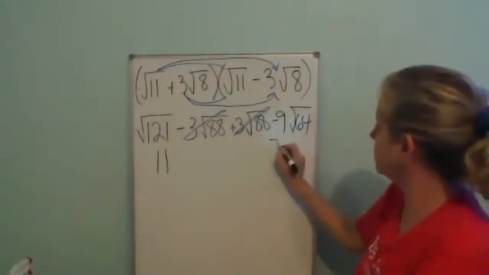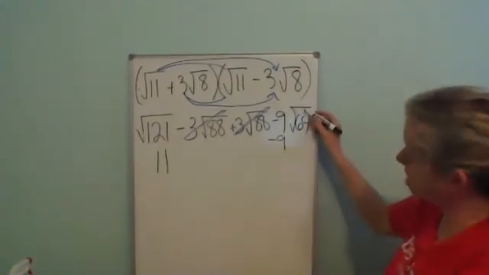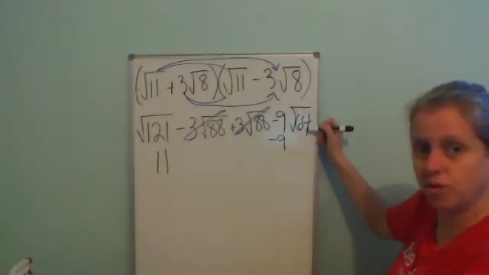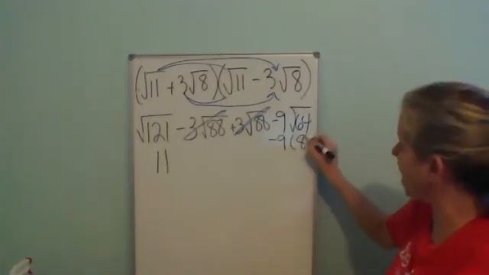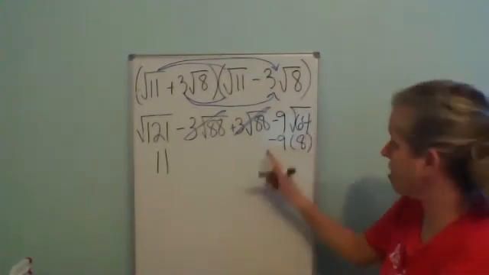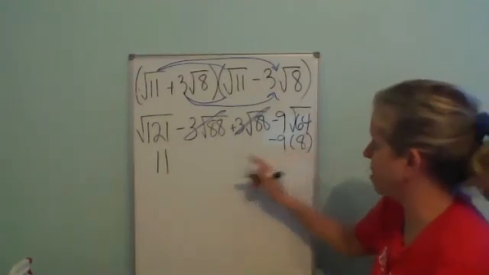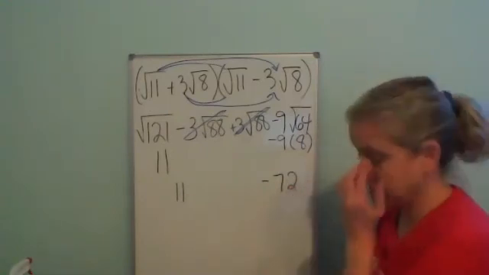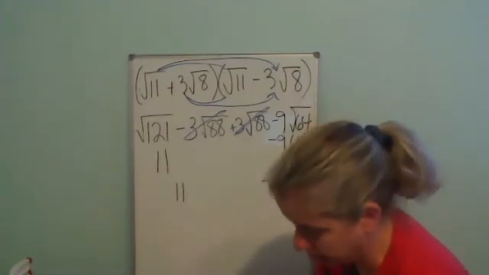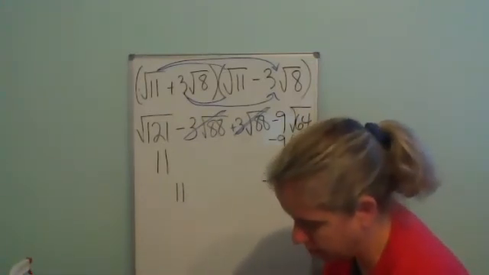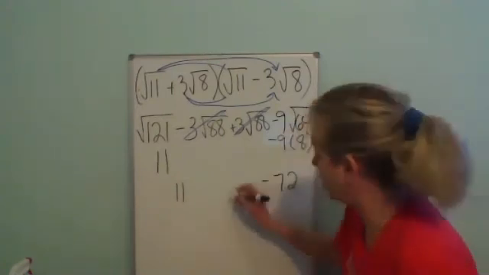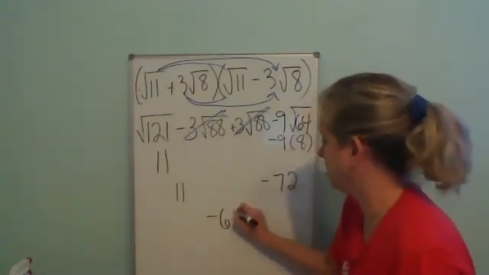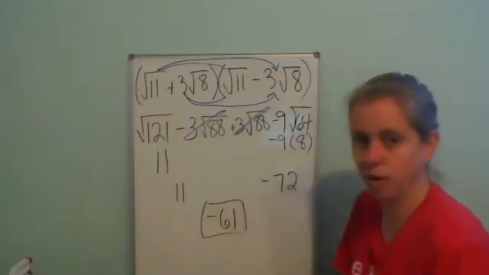Now, look what you have here. Okay, this minus 9 comes down. What is the square root of 64? Well, it's an 8. So now you have negative 9 times 8 right there. So you've got 11 and then minus 72. So I would just type that again in your calculator. 11 minus 72, which gives you negative 61.